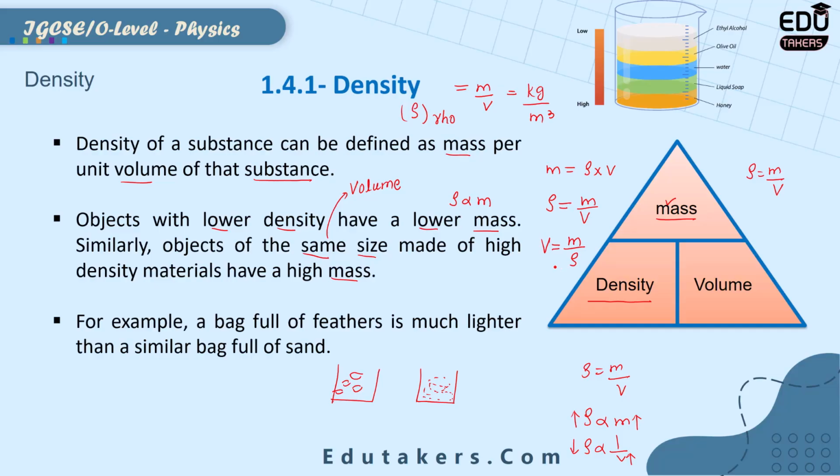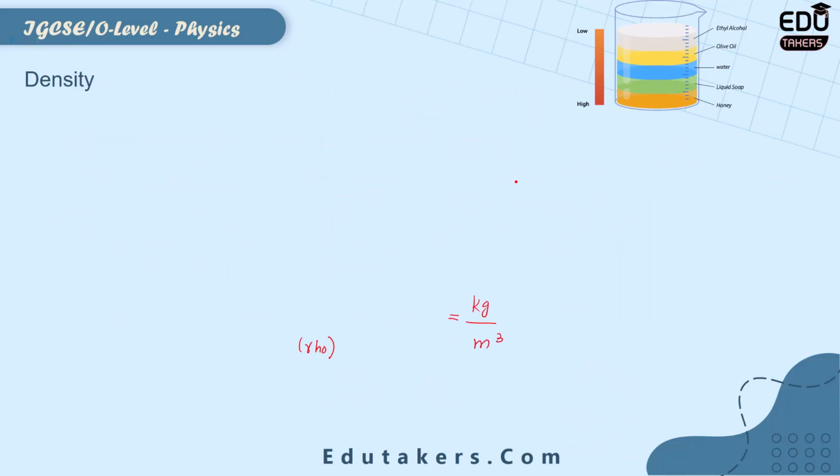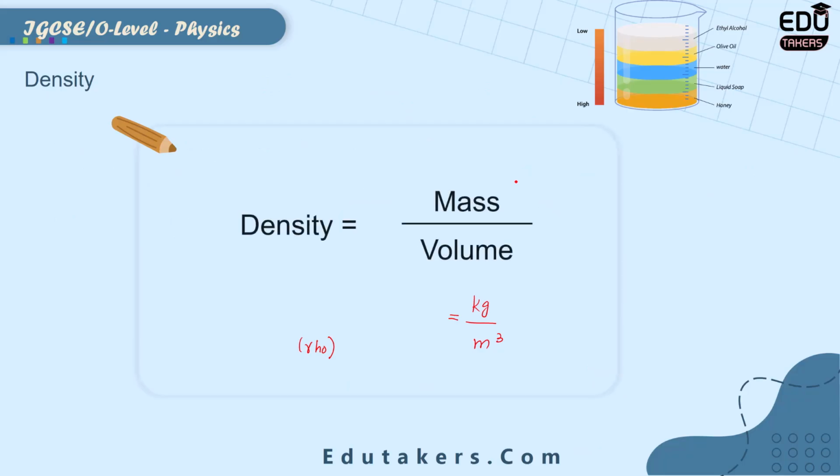So I can simply say that you can rearrange this triangular formula when the values of two quantities are given and you need to find out some unknown quantity. If the value of the mass and volume is given and you have to find out the density, you just need to use this formula. If the value of the volume and density is given and you have to calculate the mass, you need to use the first formula. So in this case, you can simply rearrange this triangular formula to calculate the unknown quantity from here. Again, it's the formula of density which is mass per unit volume.